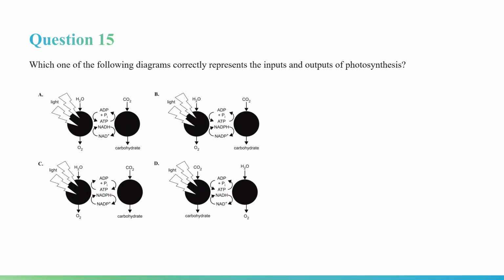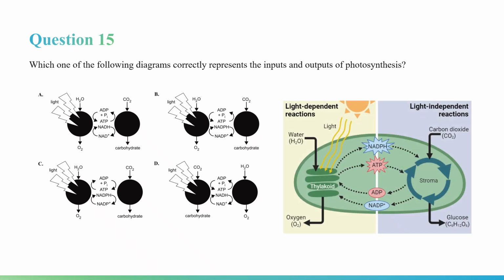In the light-dependent reactions, light energy is used to split water molecules, releasing oxygen and converting ADP and NADP into the high-energy molecules ATP and NADPH. The light-independent reactions then use this stored energy to convert carbon dioxide into carbohydrates.